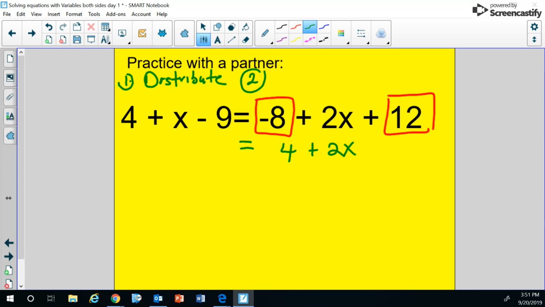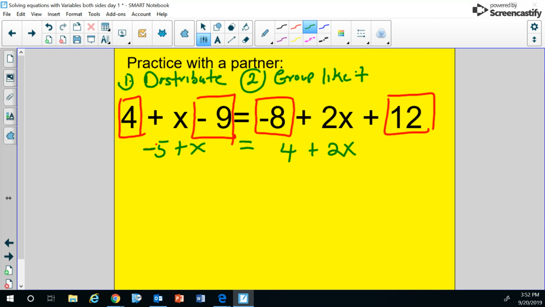Let's look on the other side of the equation. Are there like terms? Well, I see there is a 4 and there is a -9. So yes, I can group like terms. A 4 and a -9 gives me a -5. So I have a -5 and a positive x. Let me write this over here: group like terms.